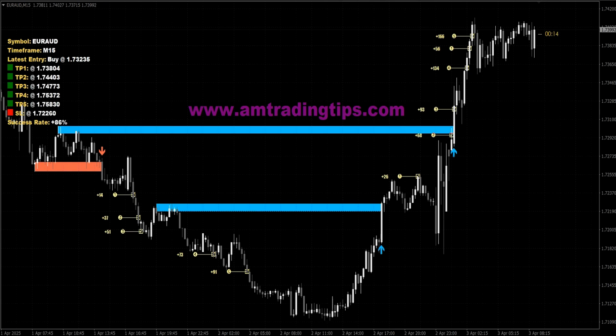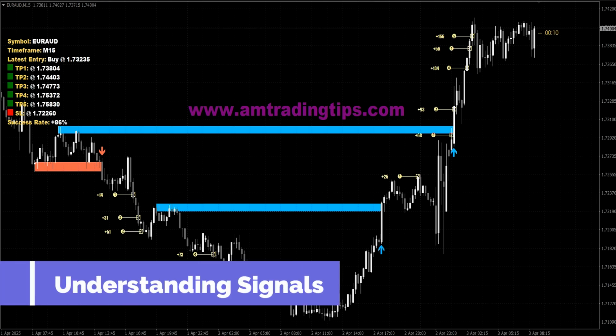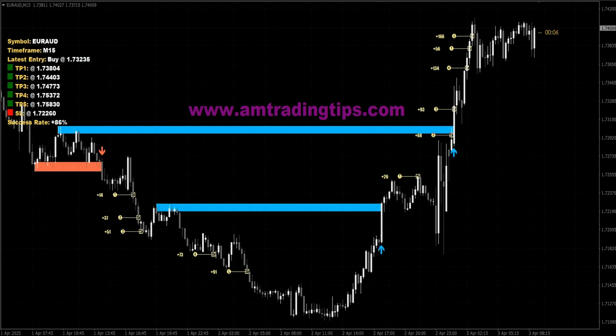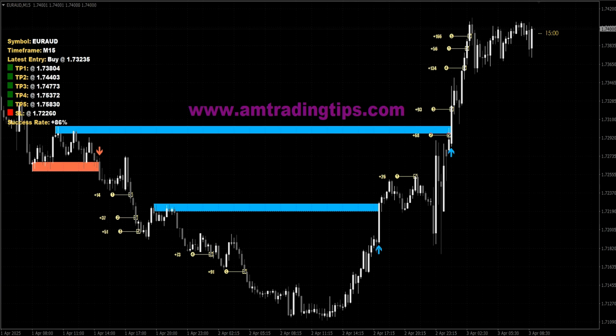How to use the Easy Breakout Indicator. Understanding signals. Buy signal. You'll get a buy signal when the price clearly breaks above the blue resistance line. That signals prices could keep going up. Sell signal. A sell signal appears when the price breaks below the red support line, indicating prices may continue going down.